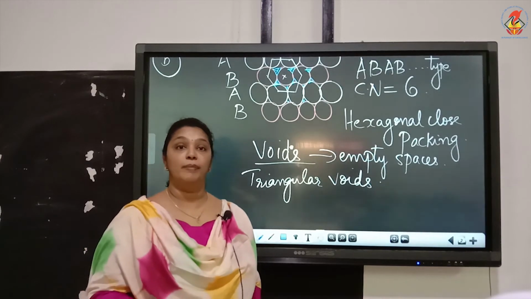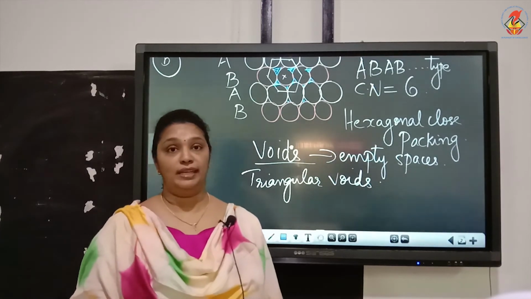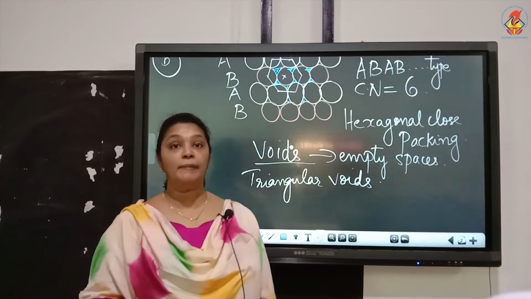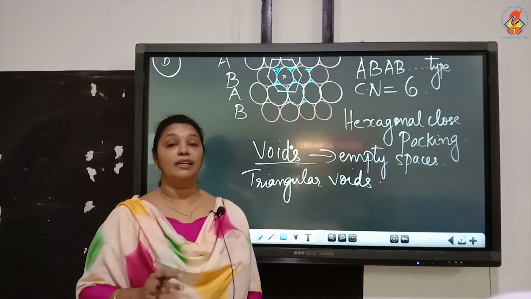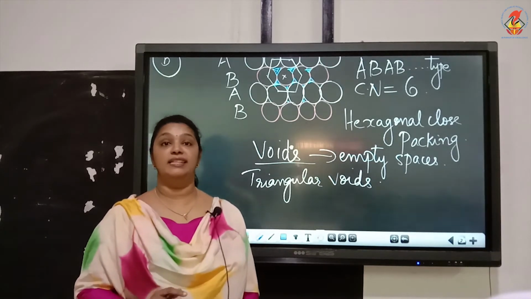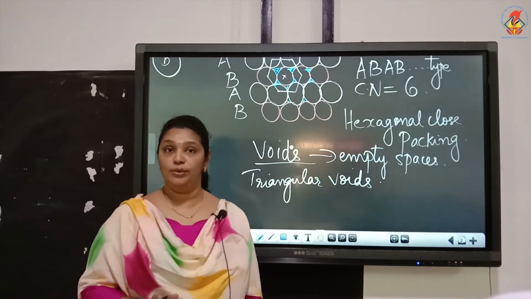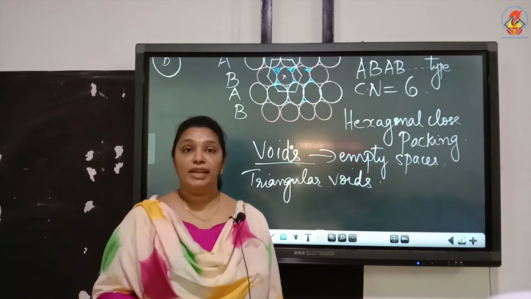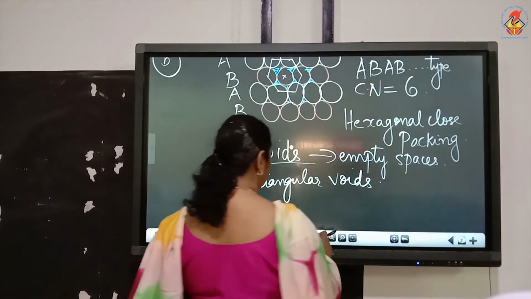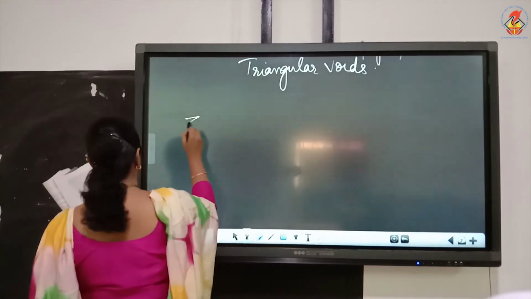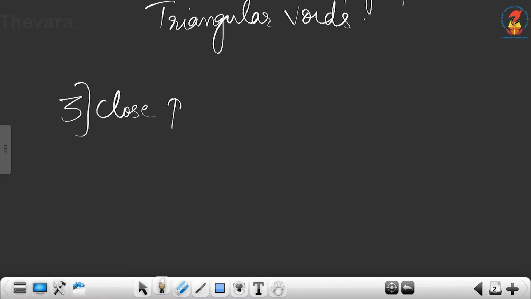So, this is about two-dimensional close packing. We have two types of two-dimensional close packing. One is square close packing and the second is hexagonal close packing. Square close packing, coordination number is equal to 4, and hexagonal close packing, the coordination number is equal to 6. Now, next let us see number 3, close packing in 3 dimension.